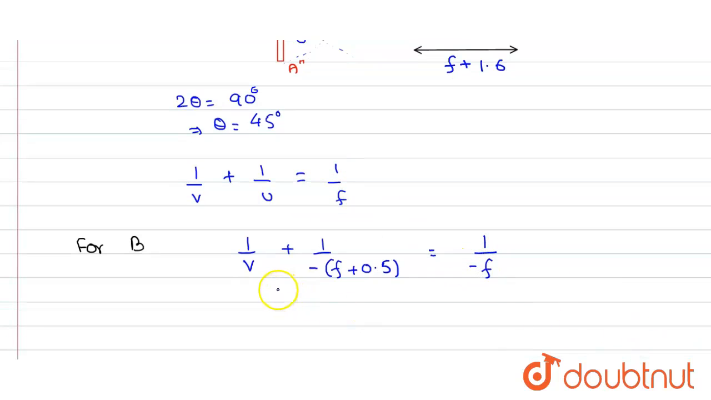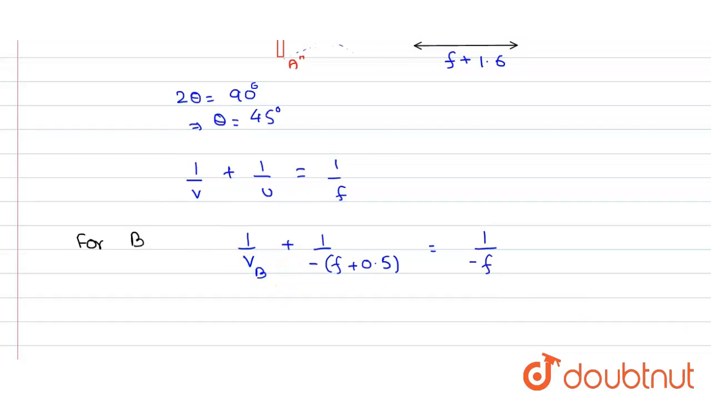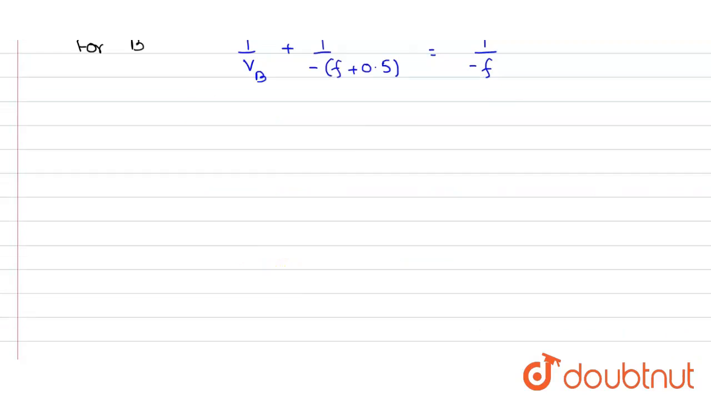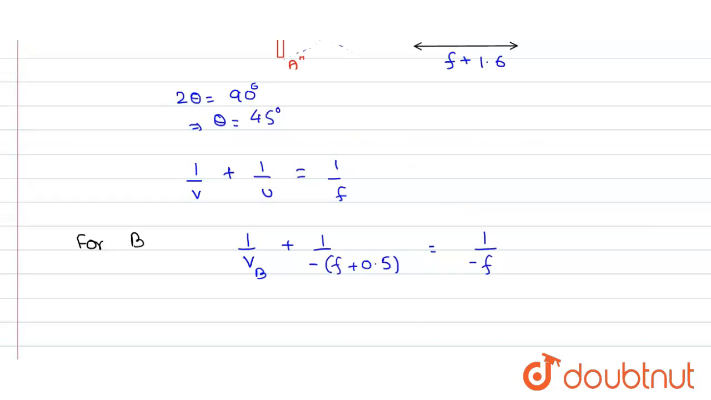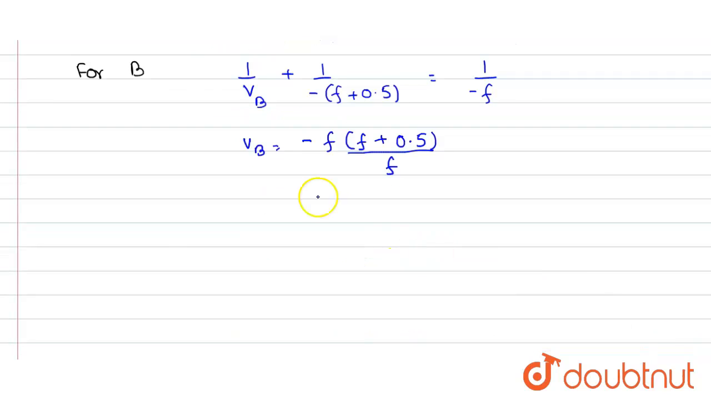Now from this, we say that this is our VA. Sorry, VB, not VA, because we are determining for B. So we say that this is our VB. Now, if we just solve this one, our VB would turn out to be, we can just take the LCM. So we take it to the other side and take the LCM. So VB would turn out to be minus F times F plus 0.5 divided by F. This would be the location of our B dash.